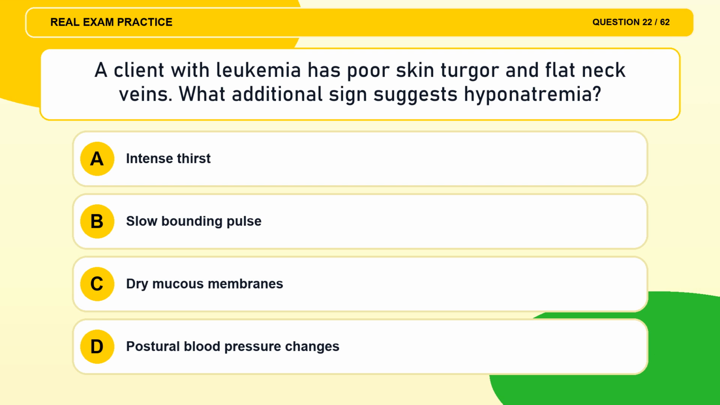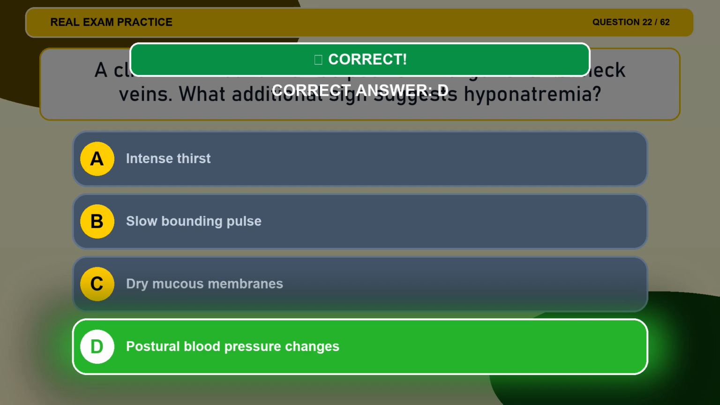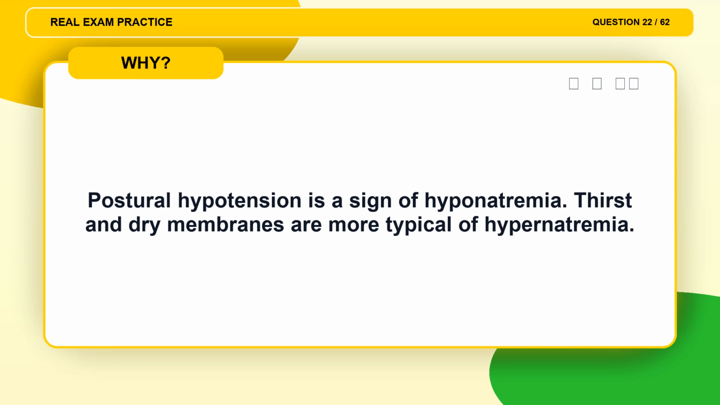Question 22. A client with leukemia has poor skin turgor and flat neck veins. What additional sign suggests hyponatremia? Option A. Intense thirst. Option B. Slow bounding pulse. Option C. Dry mucous membranes. Option D. Postural blood pressure changes. The correct answer is option D. Postural blood pressure changes. Postural hypotension is a sign of hyponatremia. Thirst and dry membranes are more typical of hypernatremia.